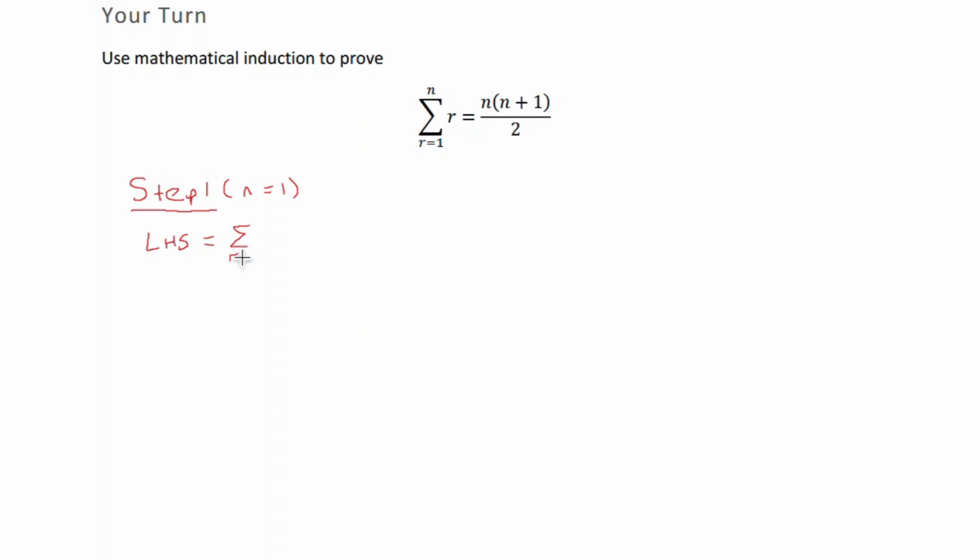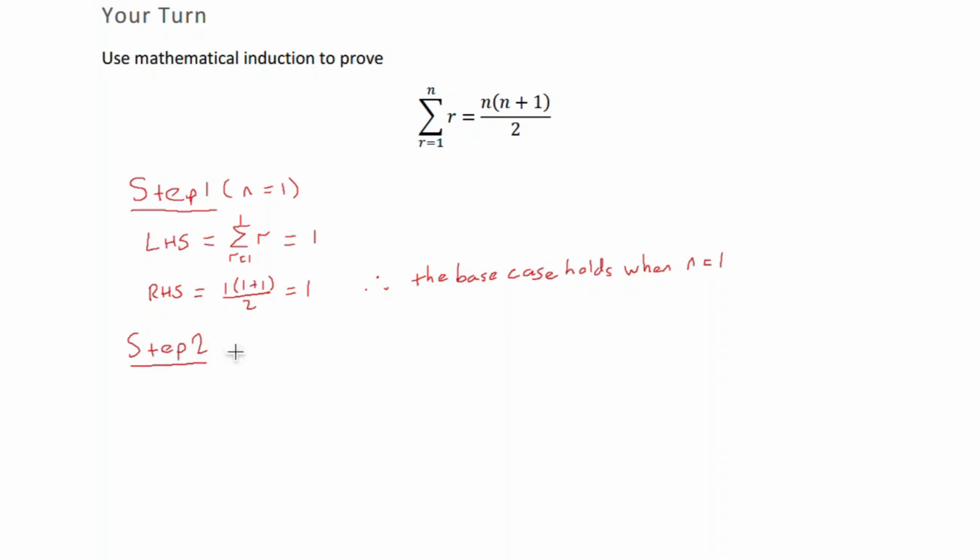So for the left-hand side, we have the sum from r equals 1 up to 1 of r, which is just equal to 1. The right-hand side is equal to, when n is equal to 1, 1 times (1 plus 1) over 2, which is 1 times 2 divided by 2, which is 1. Therefore, the base case holds when n is equal to 1.